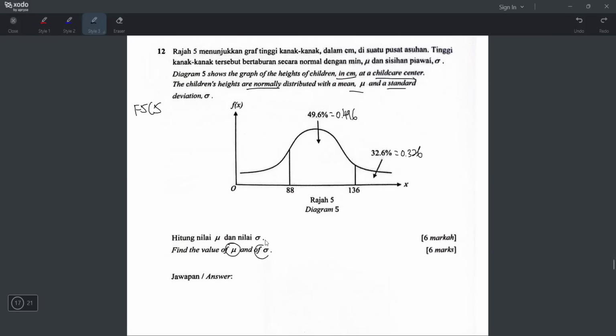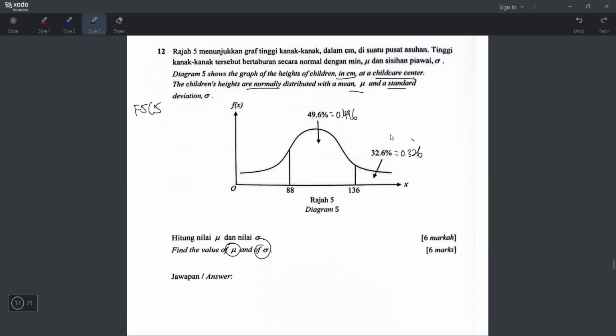Find the value of mean and standard deviation. Okay, this one you have to do simultaneous later. Confirm one. Because you don't have mean, you don't have standard deviation. So later when you convert to Z, you will have two unknowns, one for mean, one for standard deviation. That is why they give you two different probabilities, because you need two different equations to do simultaneous. It means if they just give you one piece of information, it won't be enough. You need help from another one.